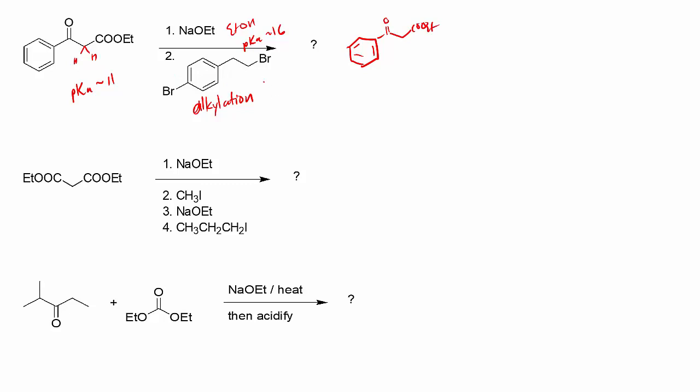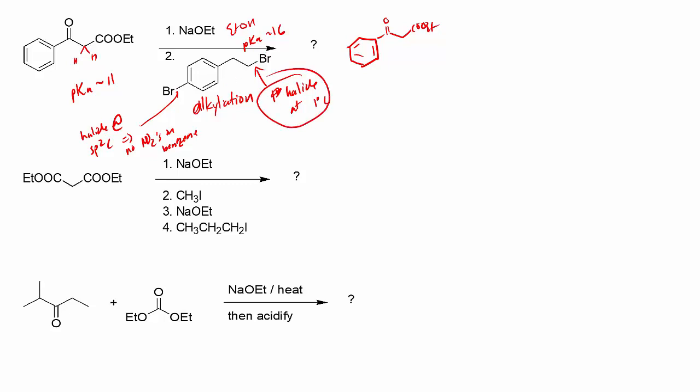And we're now going to do an SN2 reaction. This is a halide at a primary carbon. This is a halide at an sp2 carbon. No nitros on the benzene, so we can't do nucleophilic aromatic substitution. So the reaction is going to occur there.